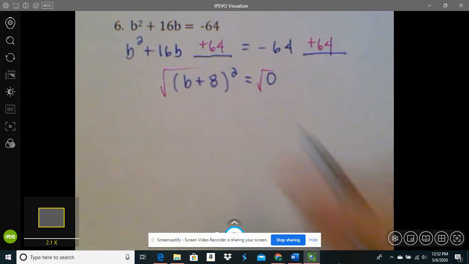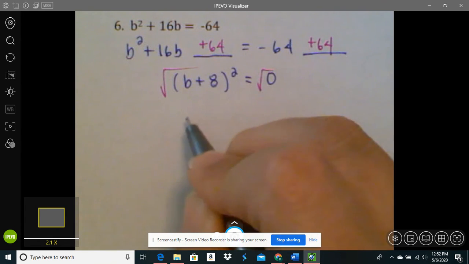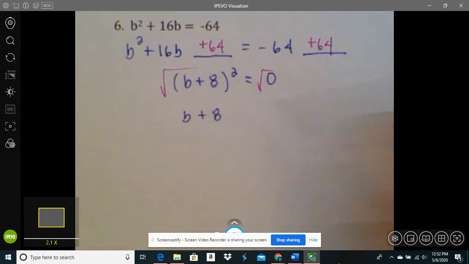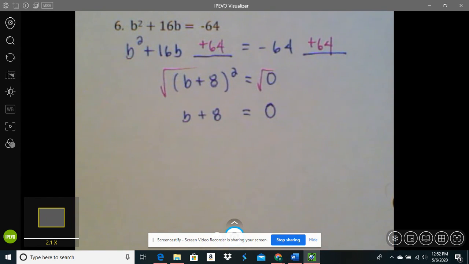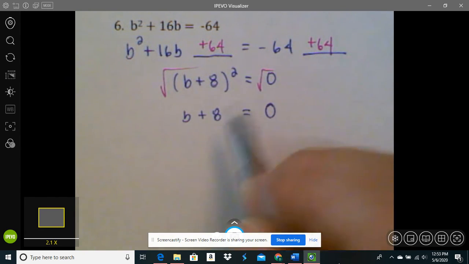Now, let's have the difficult conversation that nobody wants to have. 0 is neither positive nor negative, so putting a little plus minus symbol in front of that is a moot point. We're not going to take the positive of 0 or the negative of 0. It's just 0. Now to solve for b.